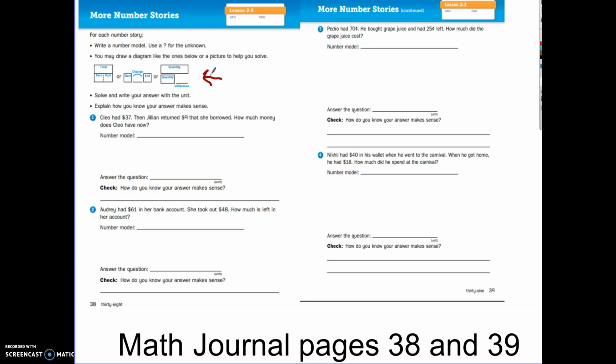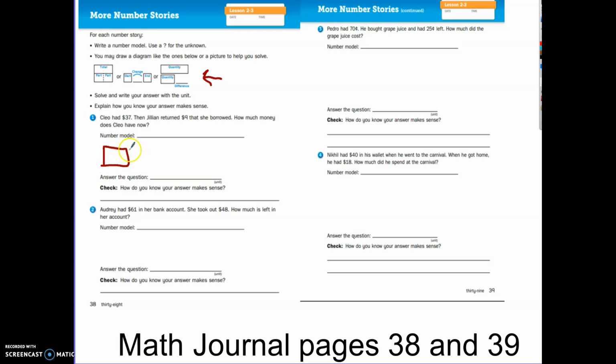Let's do the first one together. Cleo had $37. Then Jillian returned the $9 that she borrowed. How much money does Cleo have now? Well, Cleo had some money, $37. Jillian gave him money. She borrowed some money from him. She paid him back. Now, how much money does Cleo have? I'm going to do, and see the space here, you can write your diagram here.